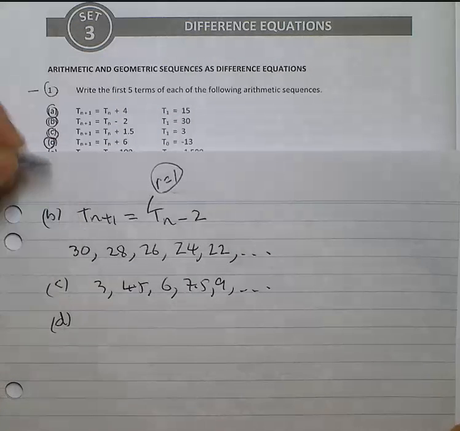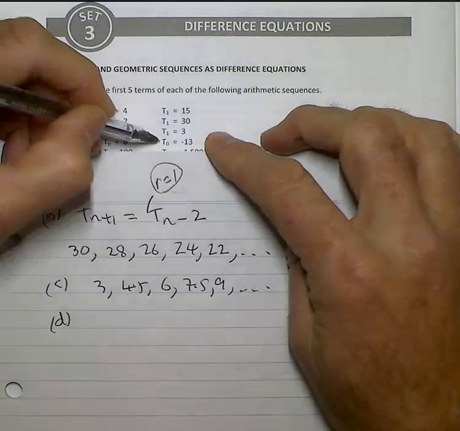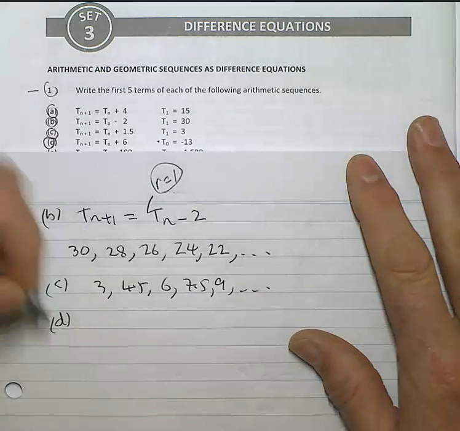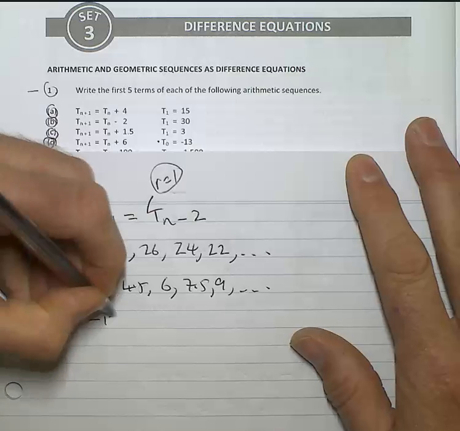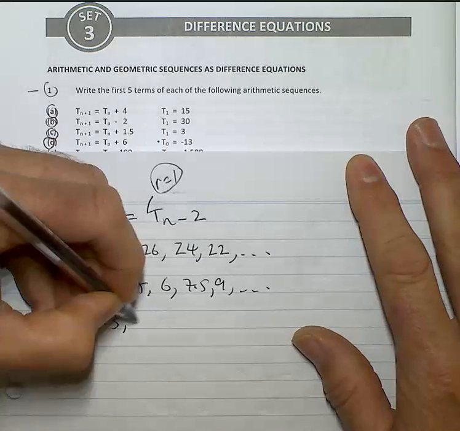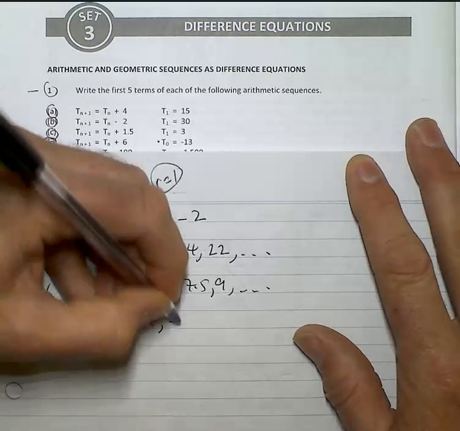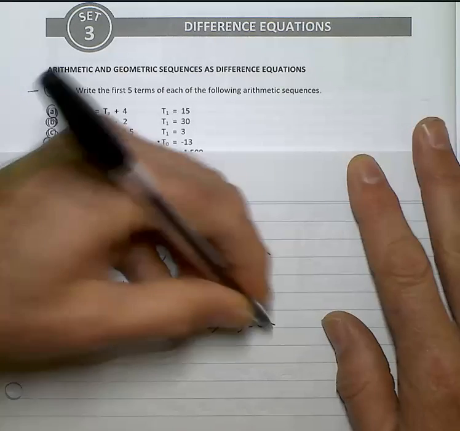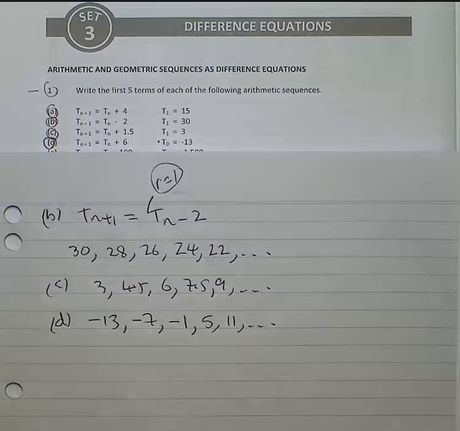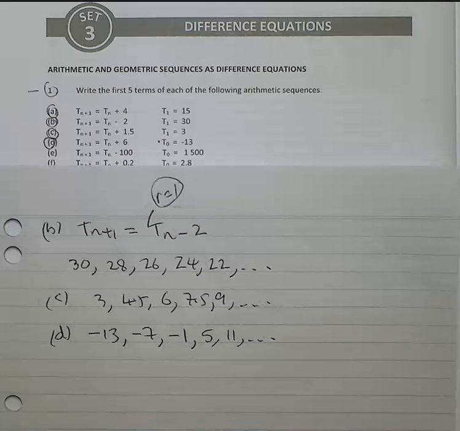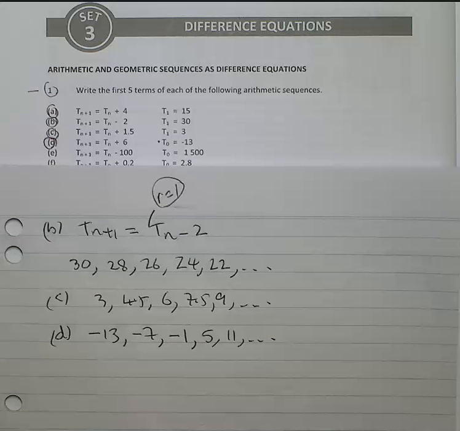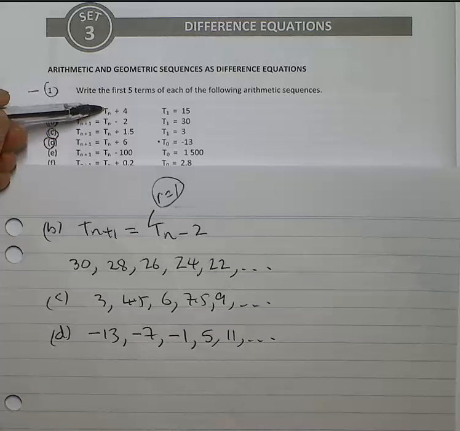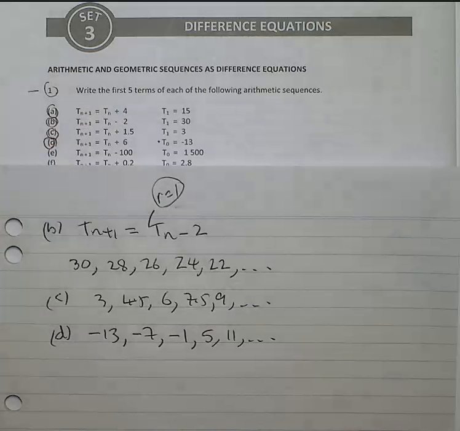In D, please notice here I've used T0 as my initial term, not my first term, my initial term. It'll work out exactly the same way as things progress. So negative 13 plus 6, negative 7 plus 6, negative 1, 5, and 11. So it's a different way of expressing an arithmetic sequence. We're dealing with the next term on the base of the previous term plus or minus a common difference.